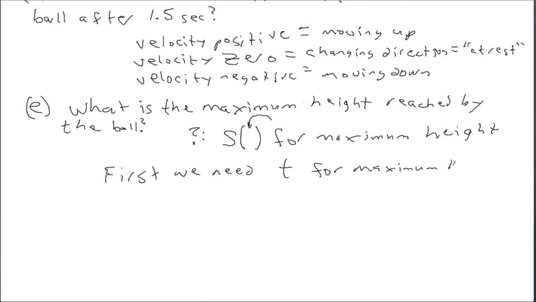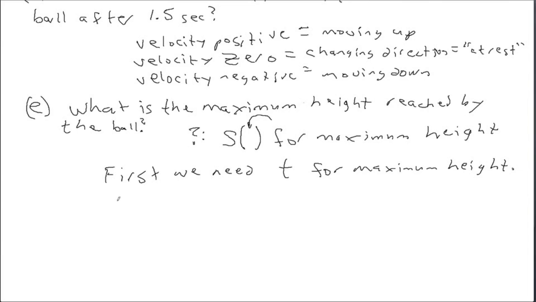The problem didn't ask us for that, but we really need that. First, we need the t for the maximum height. Now, this is a word problem. How do we solve word problems? We solve word problems by writing down equations and then solving the equations. So we need to write down an equation about the maximum height.